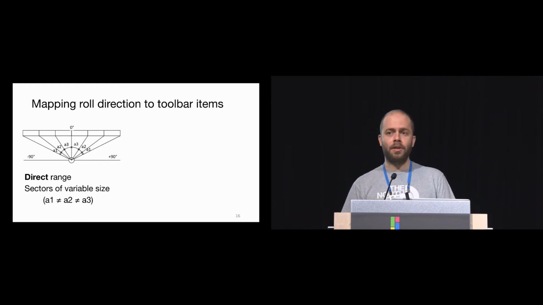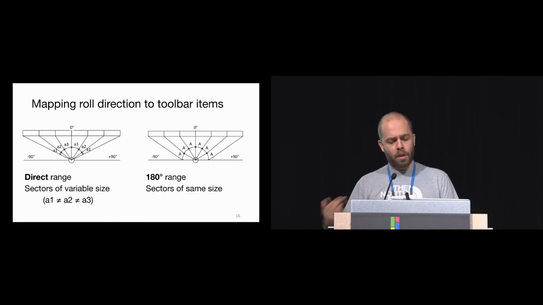But this has the disadvantage that the sectors are not going to have the same size, and in this example, for instance, selecting the item that corresponds to the sector A1 is going to be more difficult than selecting the sector that corresponds to the item A3. So we decided to explore other options.